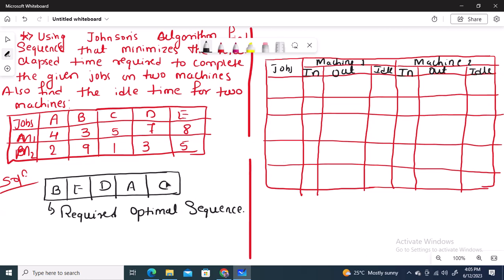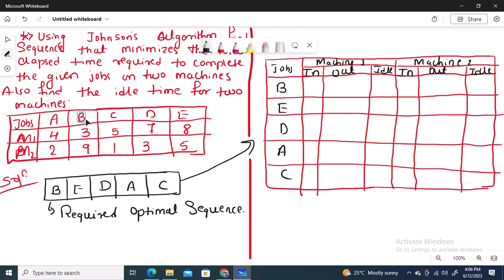As I told, we have to write jobs in the optimal sequence order, not in the given order. As per the optimal sequence, the first job is what? B. Second job is what? E. I'll just write first job B, E, B, A, C. This sequence I have written. Now look at the given table. This is B.